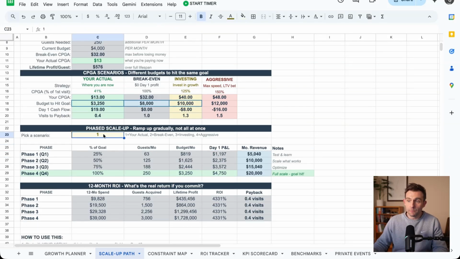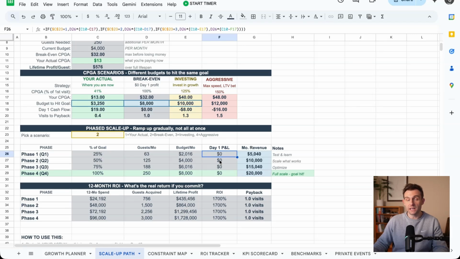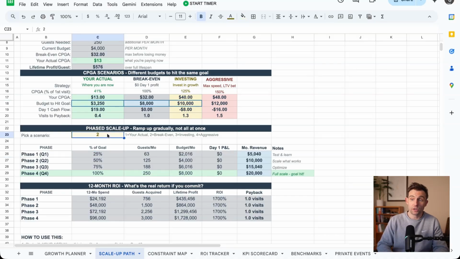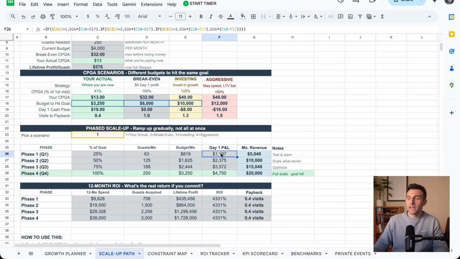And here you can also put in the number for your different scenarios. So let's say you're going for break even to begin, right? You can put in 2. Now this says day 1 P&L. That's because you are breaking even, right? But if you know up here that you can get a guest for $13, then you can go ahead and put in your actual. And that's when the magic really happens. But at any rate, in phase one, we don't spend the entirety of the budget because we're testing and learning.